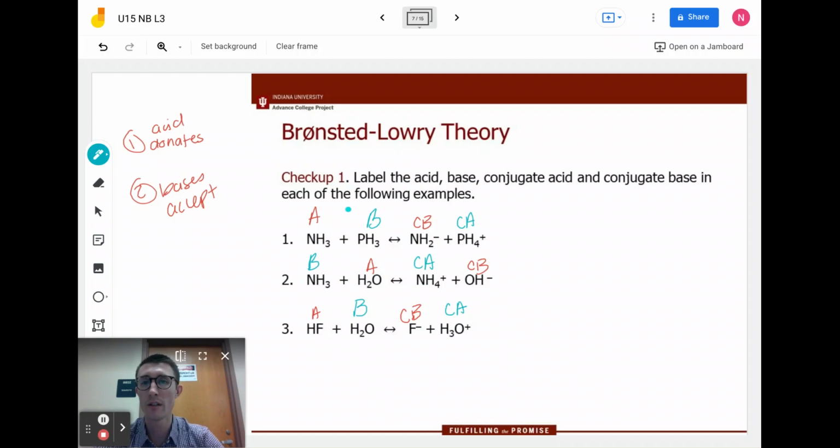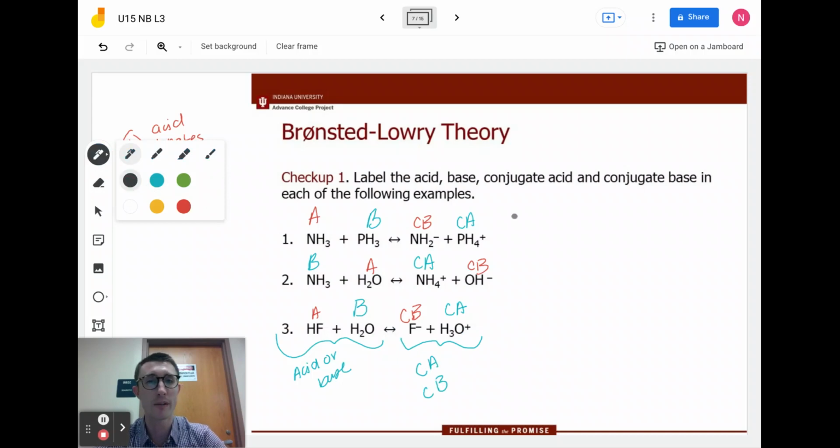Okay, so here is our solution. In this first example, we can look at NH3, and it donated a proton. And I know that because it has 1 less hydrogen. So this is our acid. Remember, everything on our reactant side is either going to be acid or base. And everything on our product side is either going to be the conjugate acid or the conjugate base.